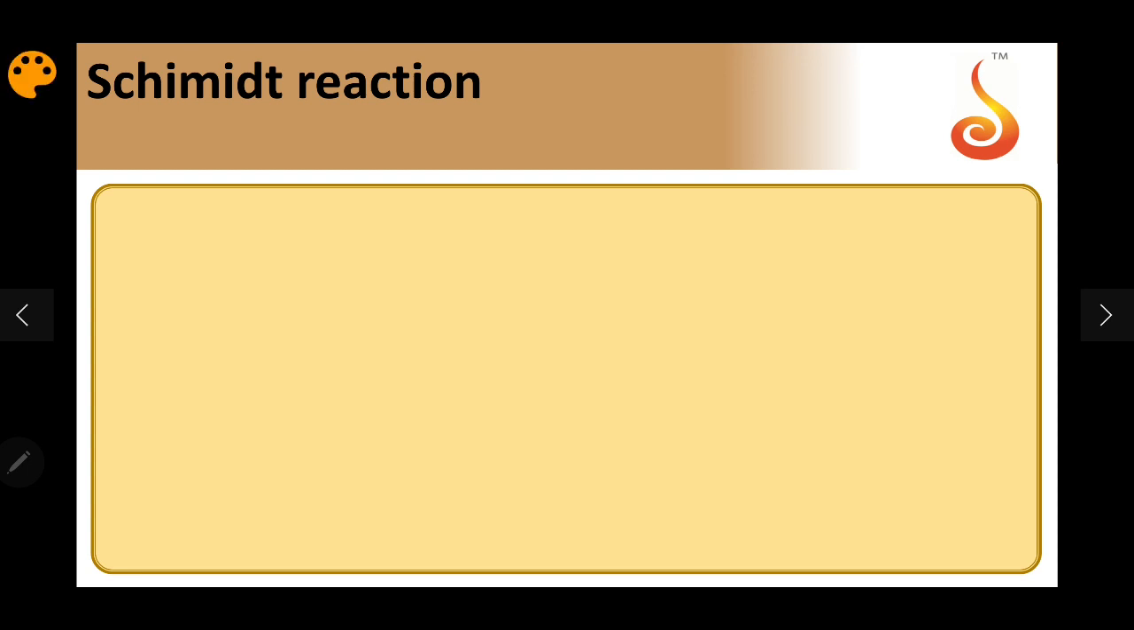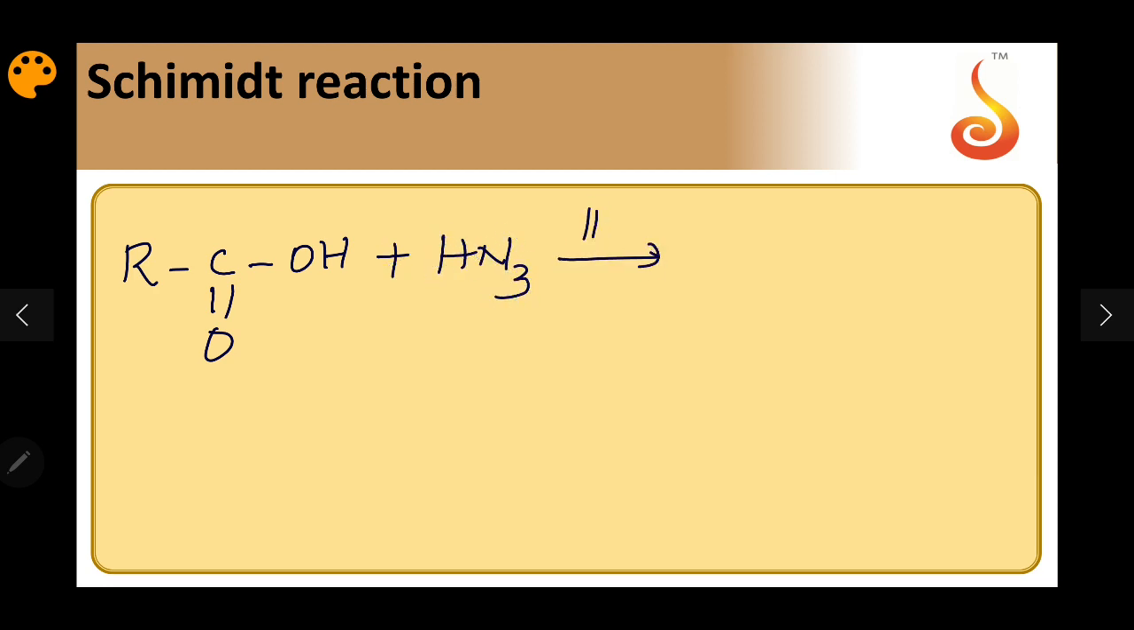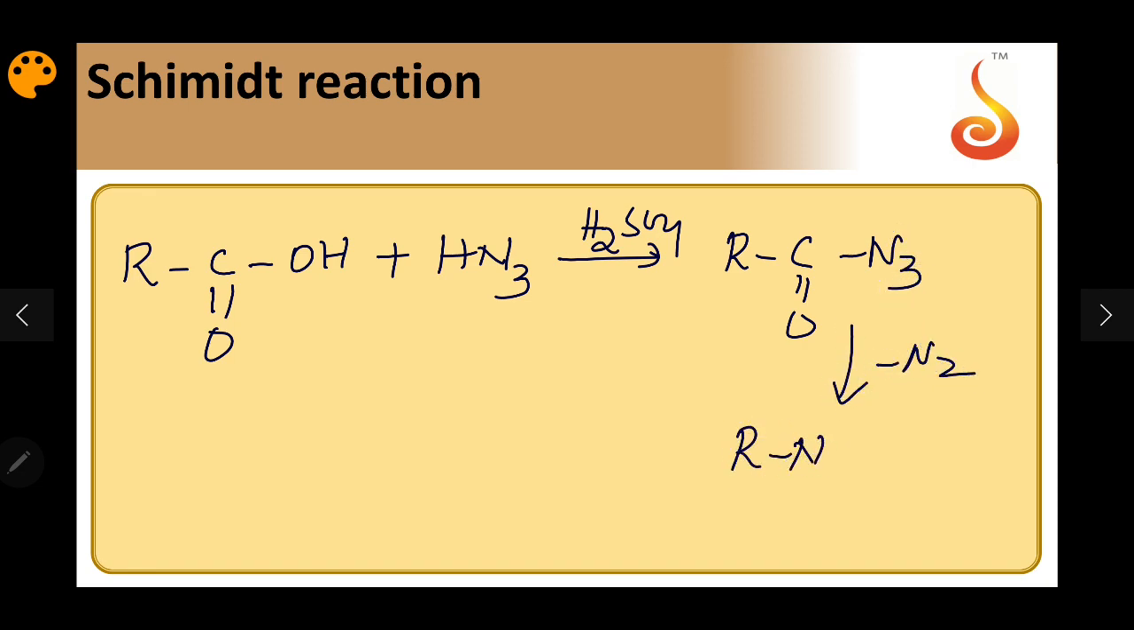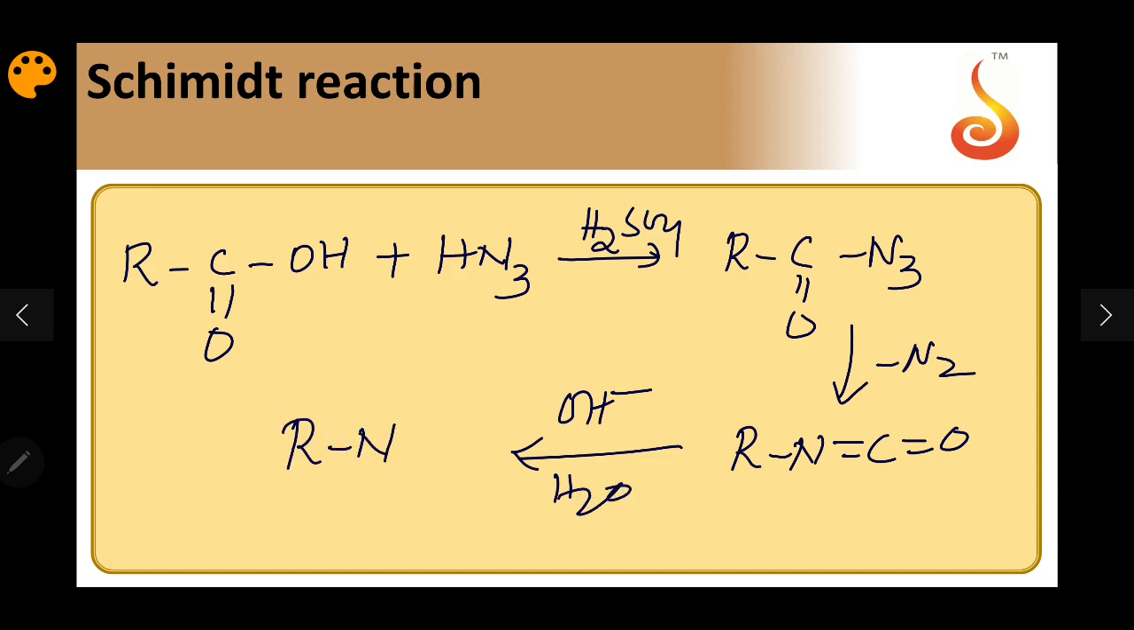Schmidt reaction is quite analogous to the Curtius reaction. The only difference is I am using carboxylic acid in place of acid chloride, and instead of azide I am using hydrazoic acid. So with sulfuric acid, it will also form the same RC double bond O N3. Then finally it loses nitrogen, forms RNCO. Then base hydrolysis gives RNH2. So the mechanism is also very similar to the Curtius reaction.